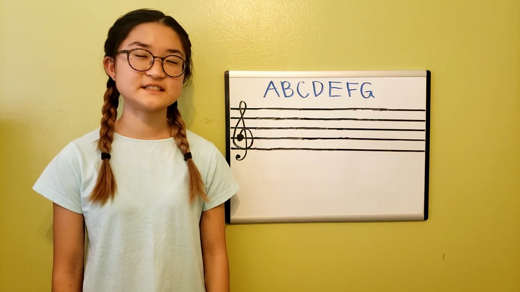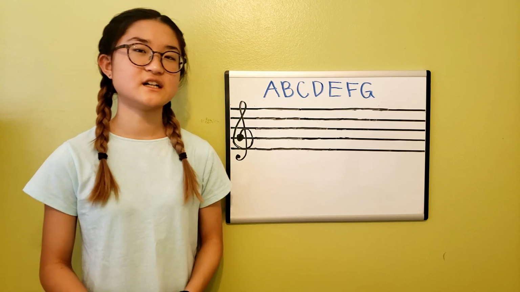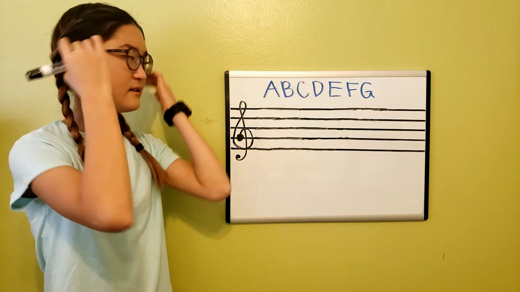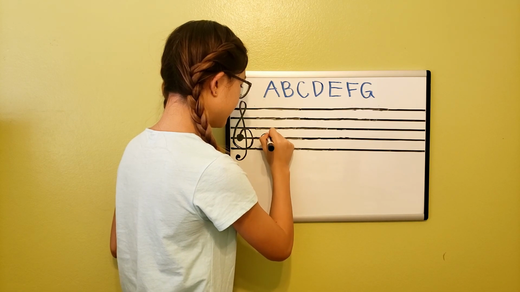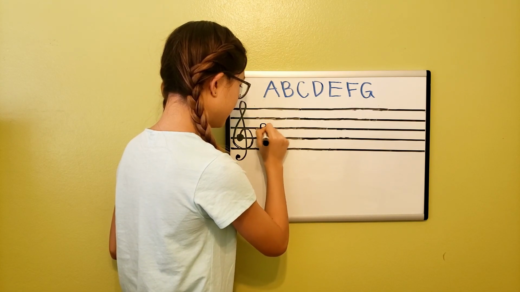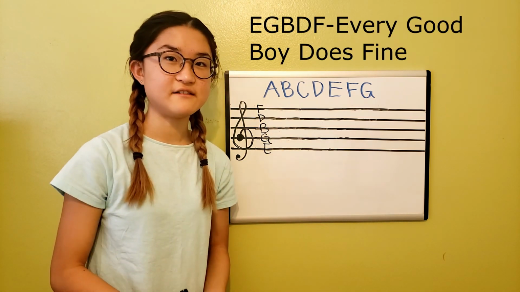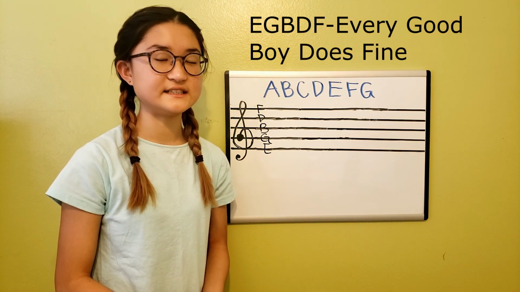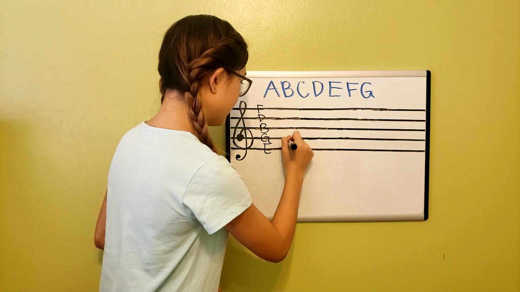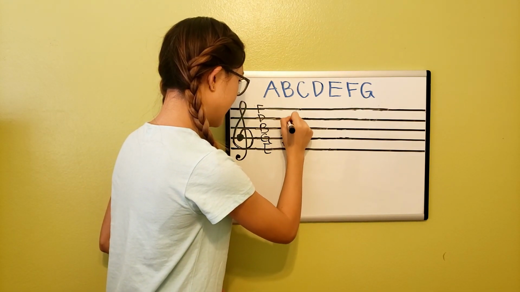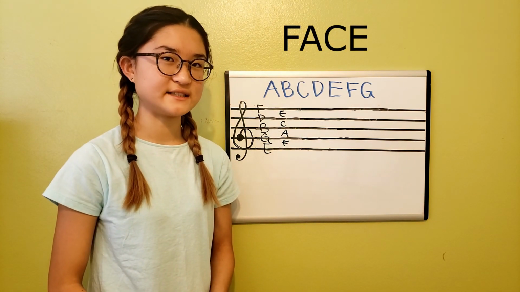Now, I know it's going to be really confusing to memorize all of these note names, but here are a few helpful tricks. There's a commonly used acronym E, G, B, D, F, which stands for Every Good Boy Does Fine, and you could use that to memorize the line note names. You could also use the word F-A-C-E, face, to memorize the space note names.